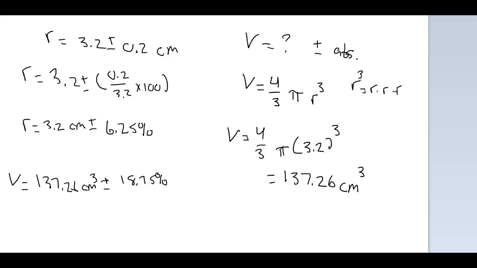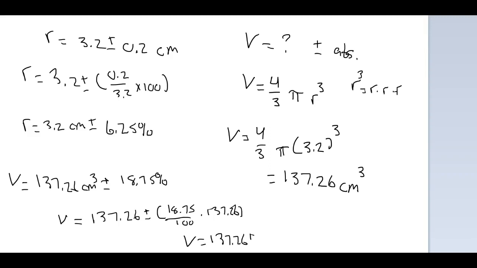And now I'm almost done. The question wants me to convert this into absolute uncertainty. And so one of my last steps is going to be to find 18.75% of this number. And so now I'm converting backward from percent uncertainty to absolute uncertainty. 137.26 plus or minus 18.75. I need to convert that to decimal times 137.26. And so the absolute uncertainty is going to be 18.75 divided by 100 times 137.26.